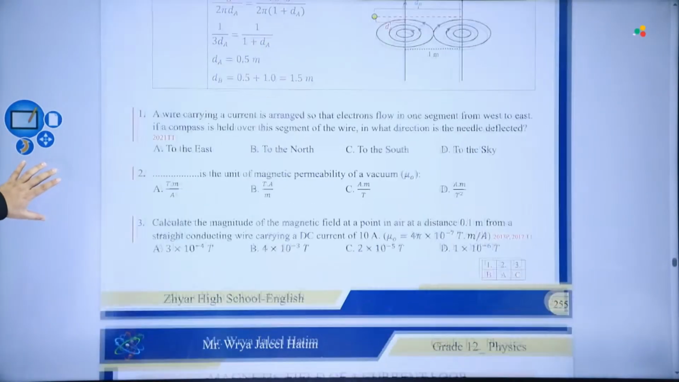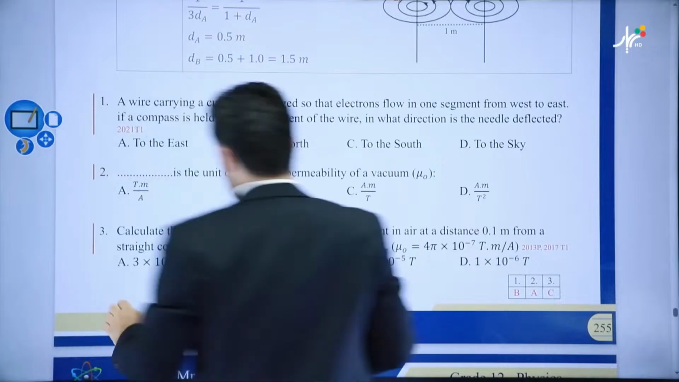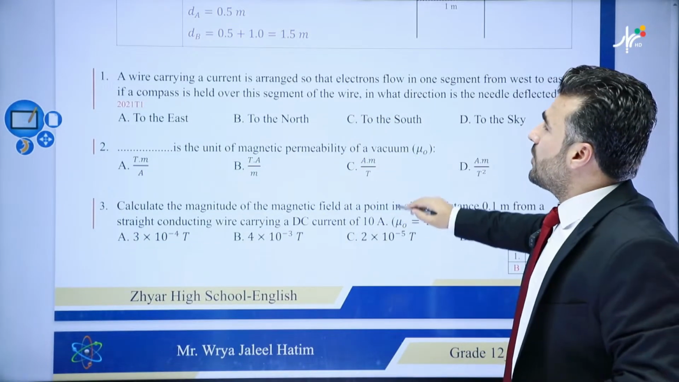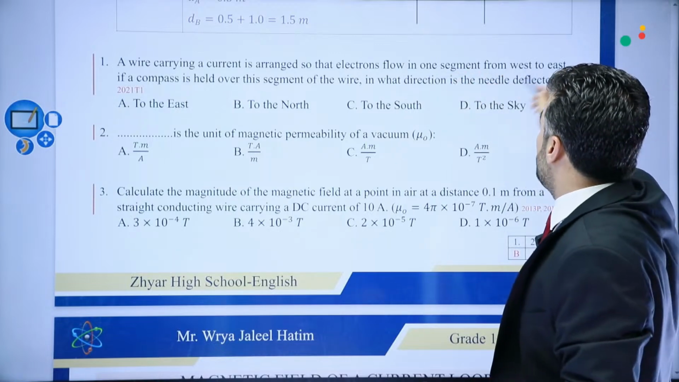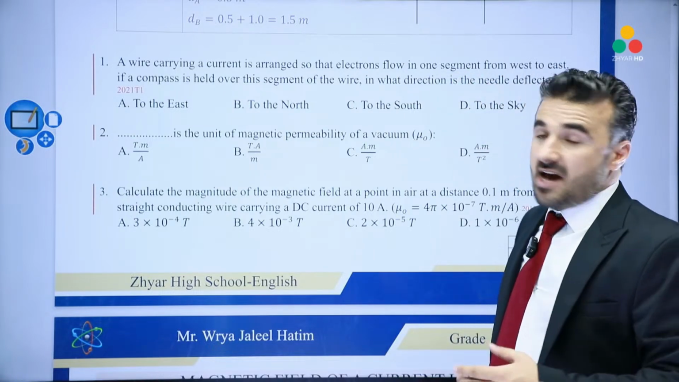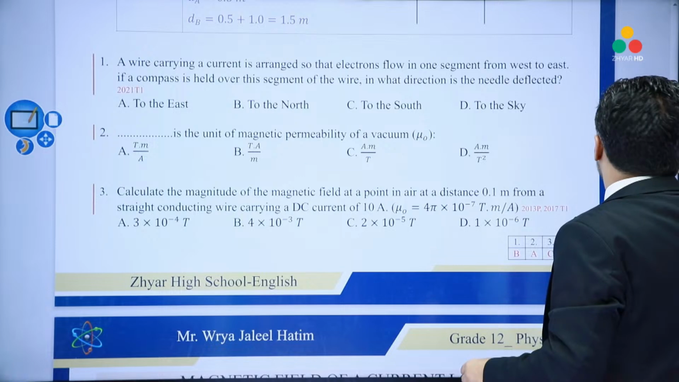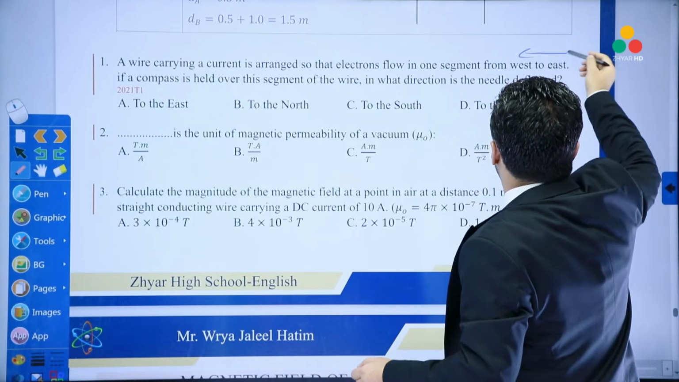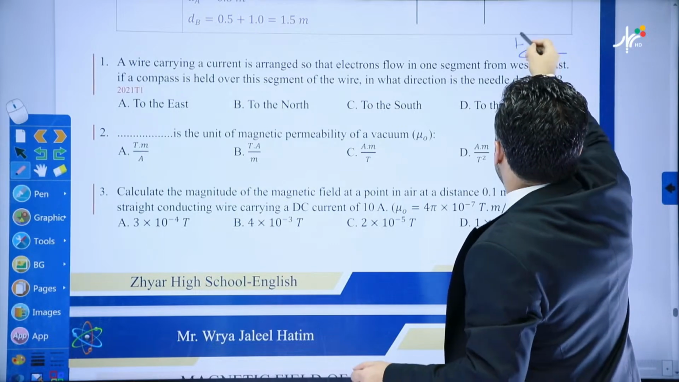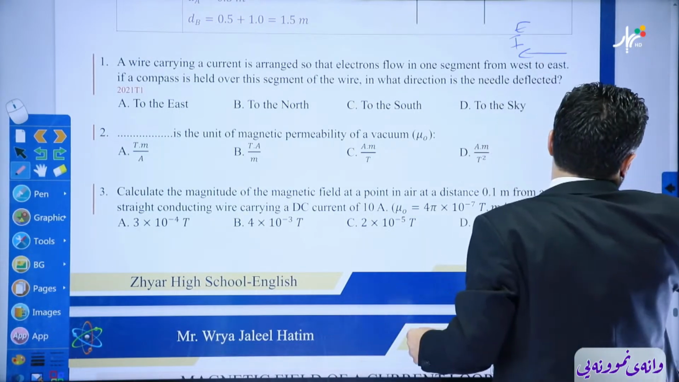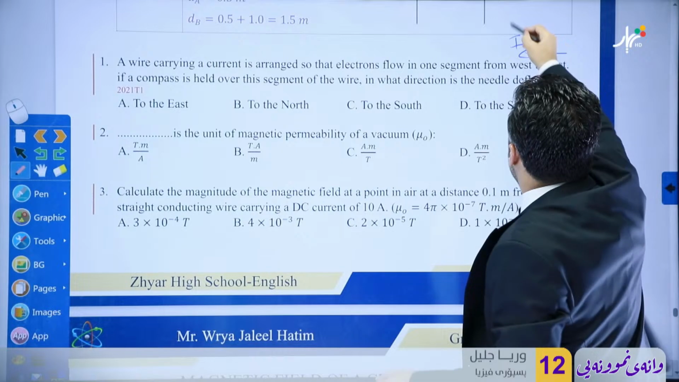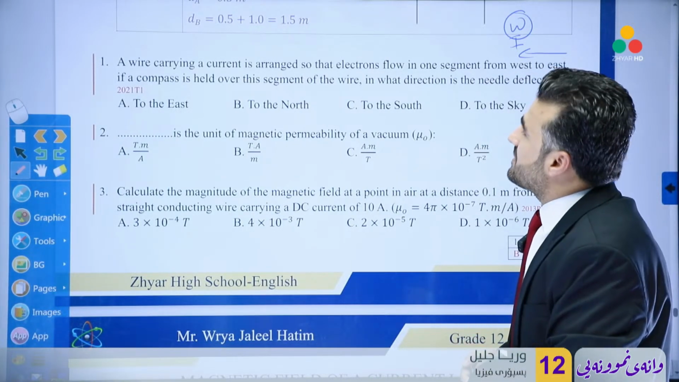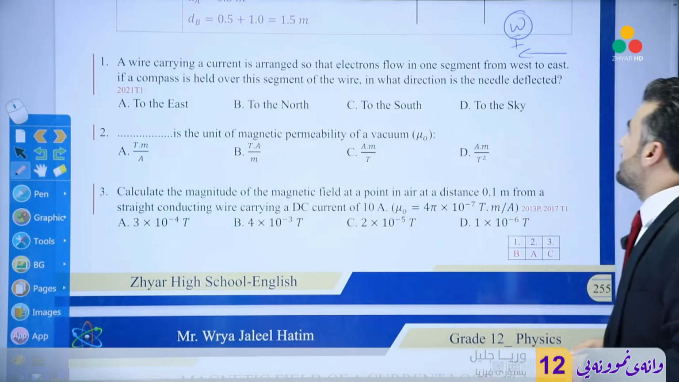Okay, that was very interesting as well. Take a look at these Rosati questions here. It says a wire carrying a current is arranged so that the electrons flow in one segment from west to east. If electrons are flowing from west to east, then make sure that current is flowing from east to west, or you can just say current is towards the west. Remember this is the direction of the current. If a compass is held over this segment of the wire, in what direction is the needle deflected?